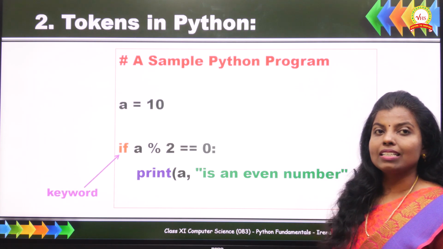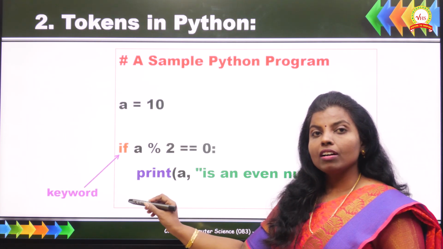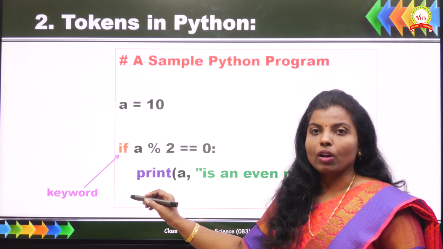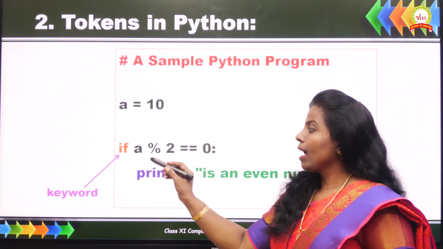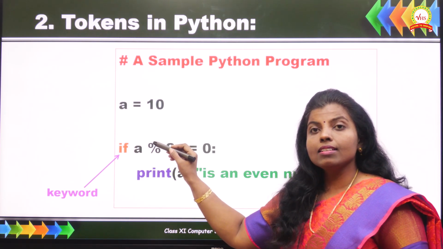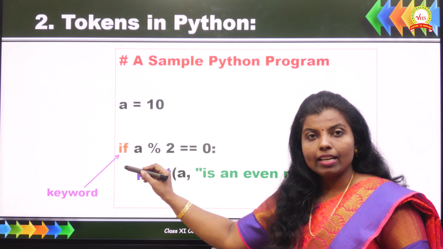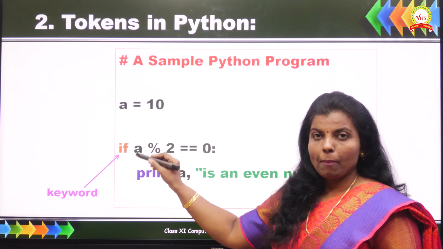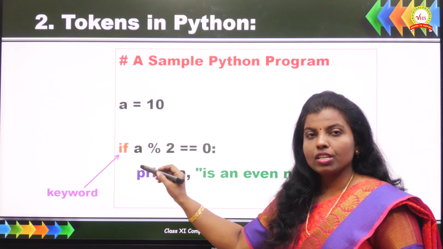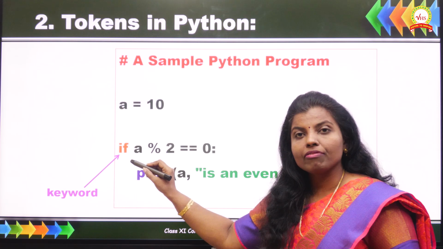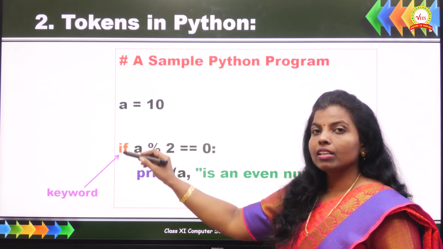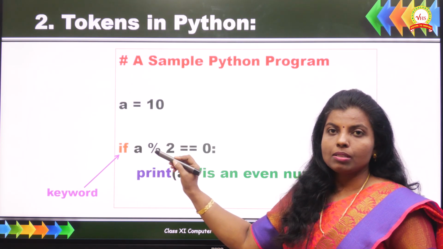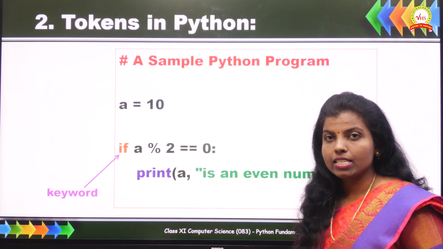So the first token is keyword. What is a keyword? Keywords are predefined words. They should be used only for a special purpose. Here, if is a keyword. This if, in lowercase letters, should be used only for what it was meant for, which is checking a condition. It should not be used as an identifier name. So here we have a keyword called if, and these are words predefined by the language compiler or interpreter.